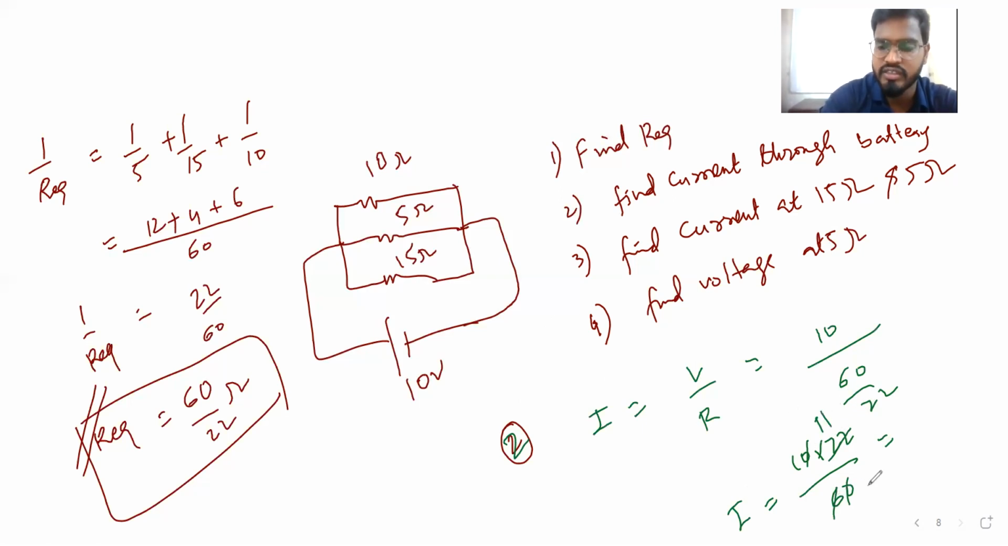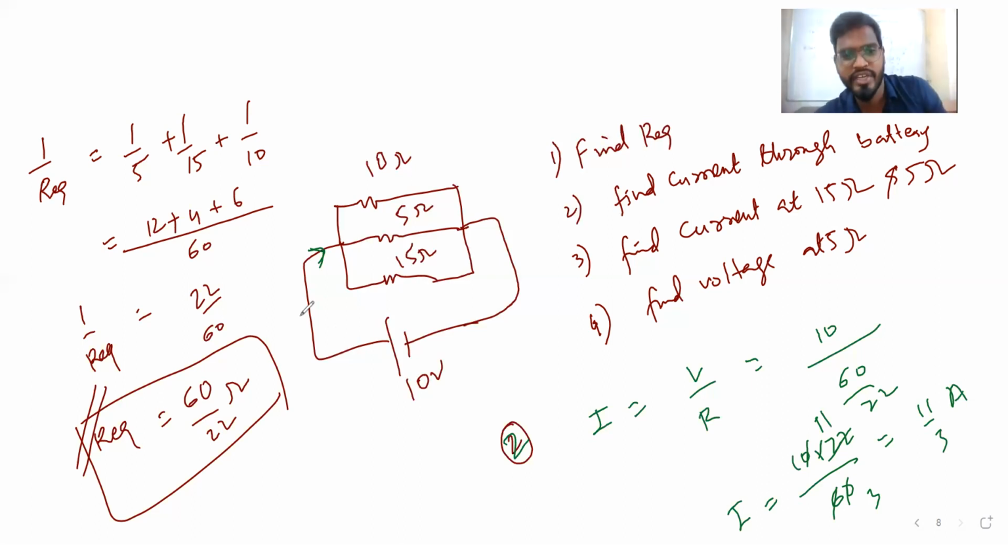11 by 3. So 11 by 3 ampere. That is, we got the current till here. Right now the current splits into 10, 5, 15 ohm. Find the current in the 15 ohm and the 5 ohm.